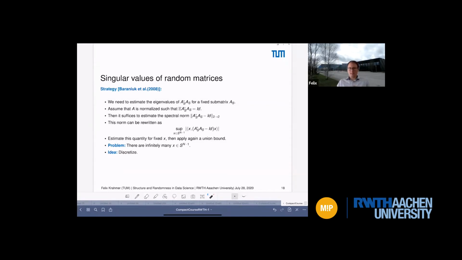So we have this quantity A star S, A_S that we want to control, and we have the identity. In order to bound the singular values, we need to estimate the deviation from the expectation in the spectral norm. I don't know to what extent the spectral norm is clear to everyone, so let me just say the notation may also not fit. This is the supremum over x in the unit sphere of the L2 norm of Bx.